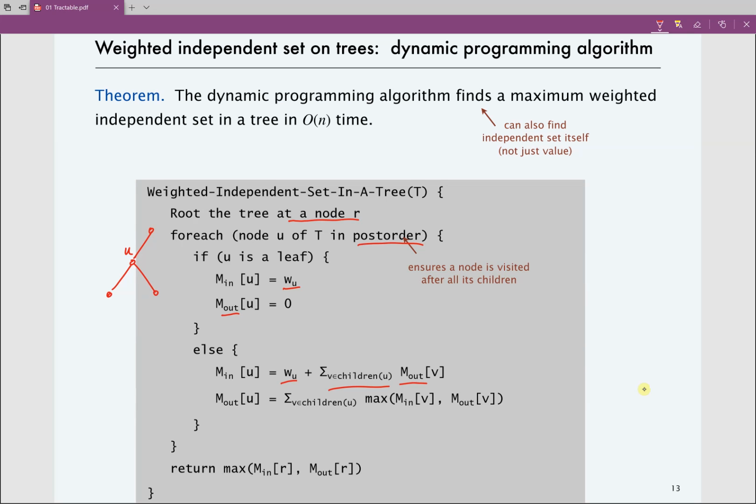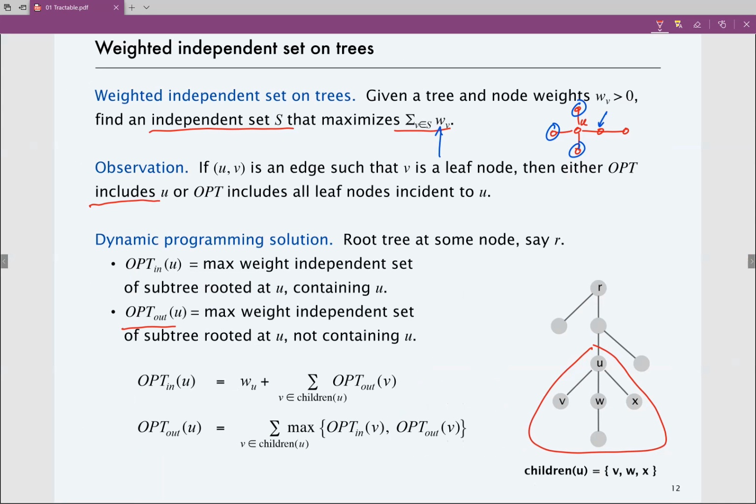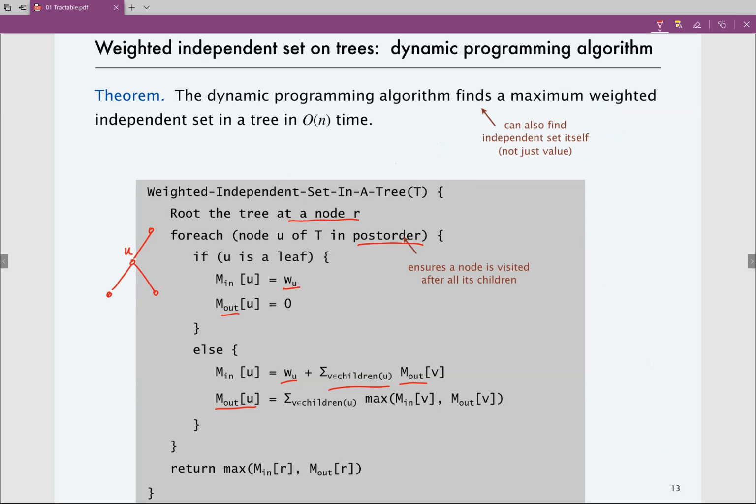And if we choose not to include U, then this relationship says that we should look at all of the children of U, and then do whichever decision is better. Either we can include that child or we can not include the child. And so this code is going to do that.